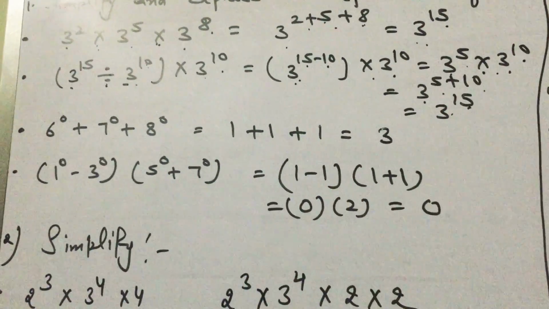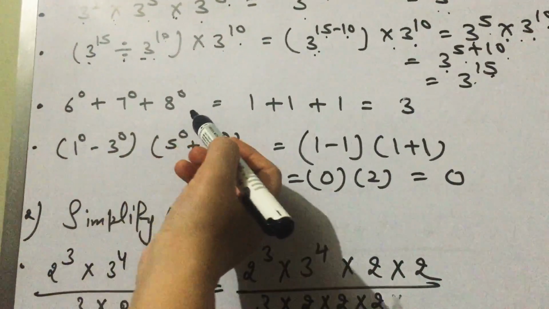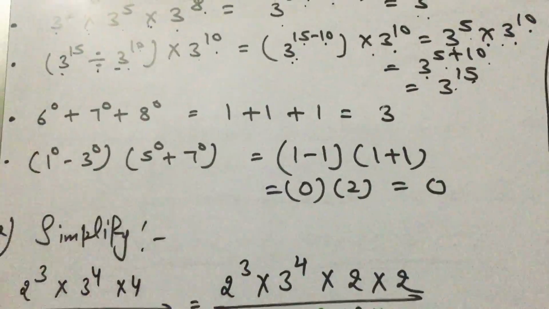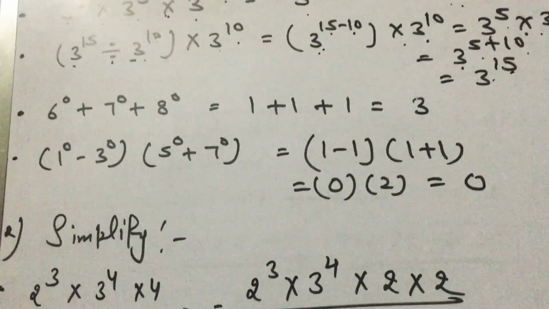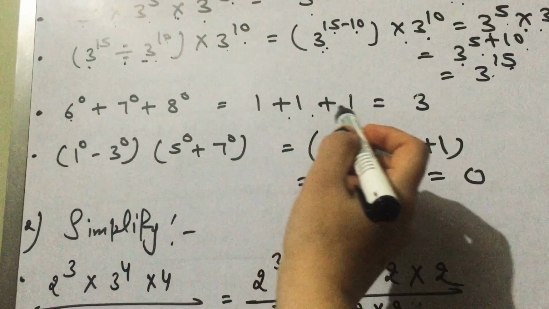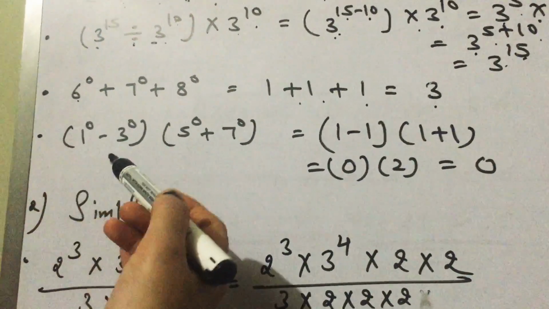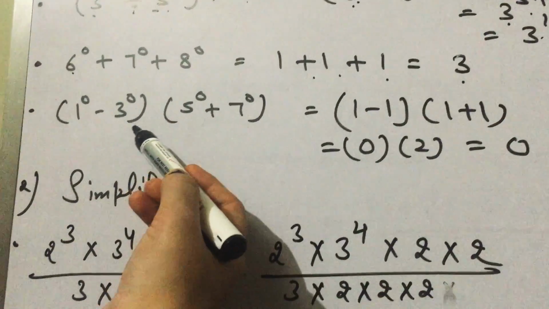This is the answer. Next, 6 raised to power 0 plus 7 raised to power 0 plus 8 raised to power 0. If the power is 0 of any number, then the answer is 1. 6 raised to power 0 is 1. 1 plus 1 plus 1. The answer is 3. Next, 1 raised to power 0 minus 3 raised to power 0 in the first bracket.